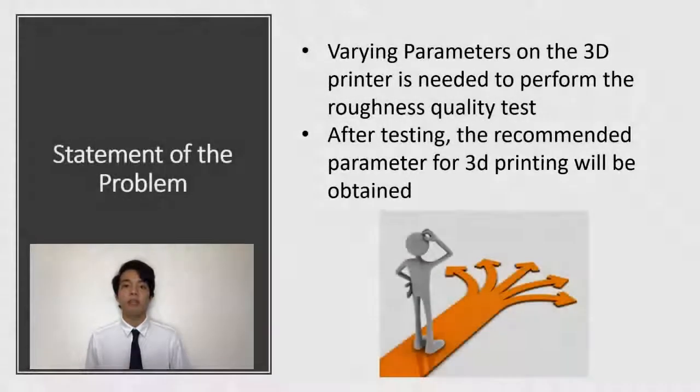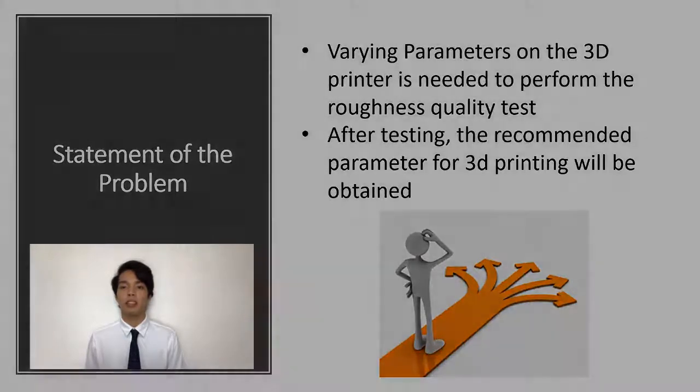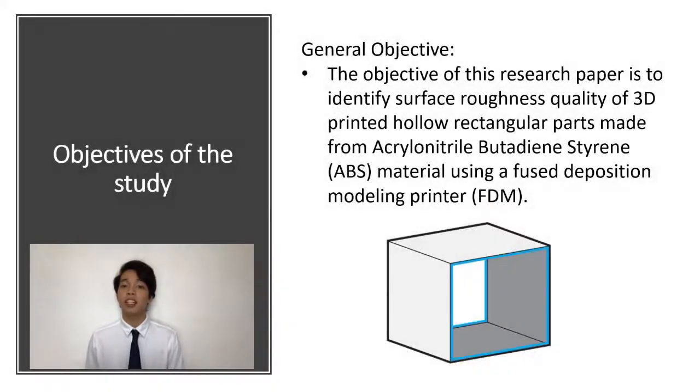For the statement of the problem, the research varied parameters on the 3D printer needed to perform the roughness quality test, and after testing the specimen, the recommended parameters for 3D printing will be obtained. For the general objectives, the researchers aim to identify the surface roughness quality of 3D printed hollow rectangular parts made from the ABS material using a fused deposition modeling printer.